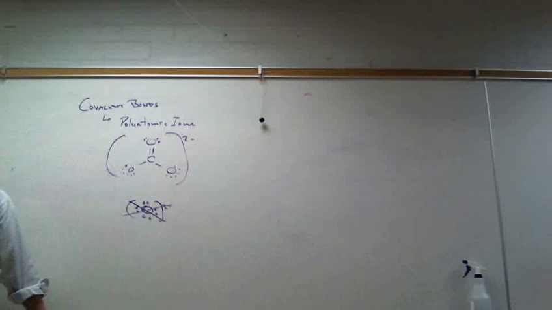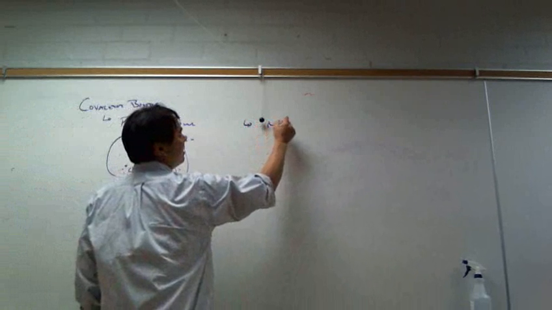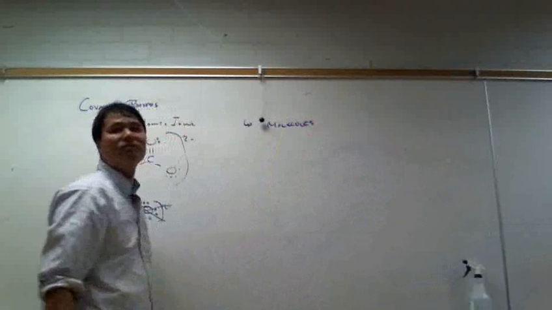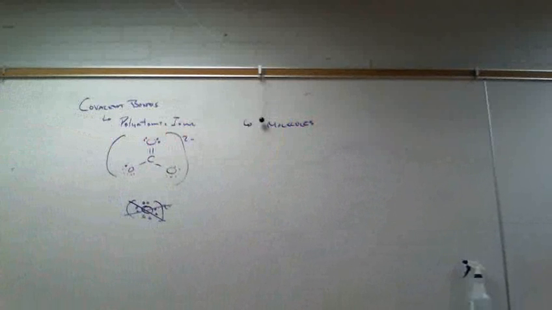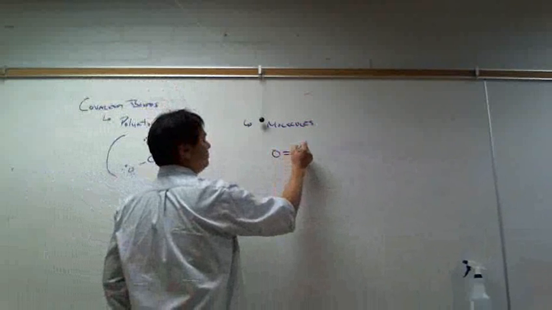So it's got to be polyatomic. Where else do we find covalent bonds? Diatomic. Okay, diatomic molecules, or we'll just call them molecules. So we find covalent bonds in molecules, like oxygen, O2.